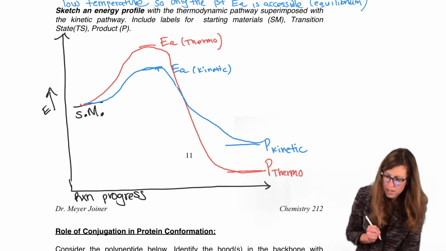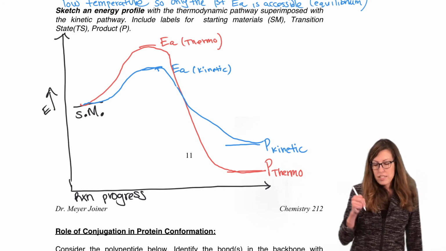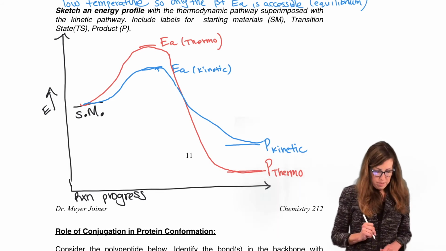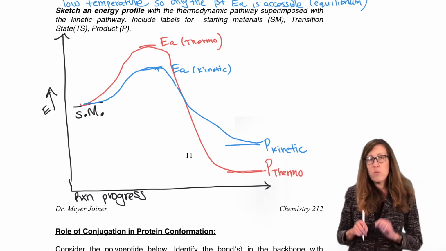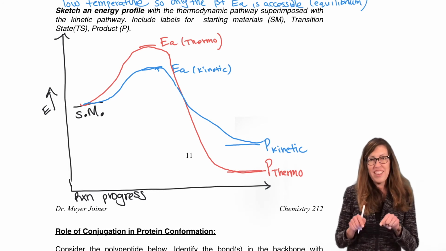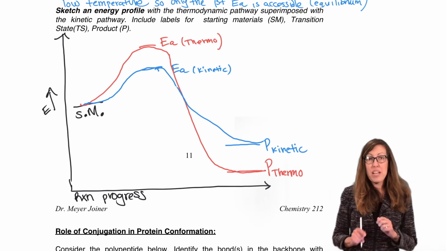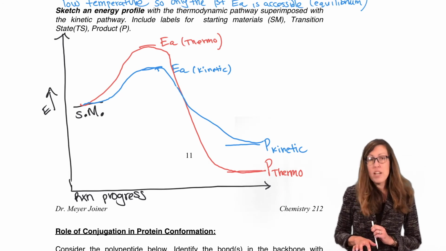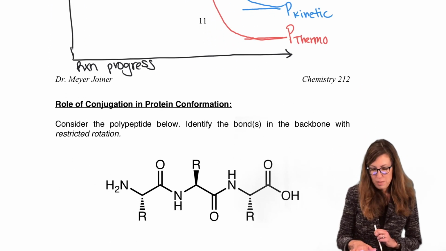Okay, there's my blue path. Settles on a higher energy product, less favorable product, however, easier to form because I managed to get to the lower activation energy. Okay, so we will refer to that plot a lot. So we will want to be comfortable applying that to various reactions that have thermodynamic or kinetic control. Okay, we're not done with conceptual conjugation. This is an interesting biochemistry example.